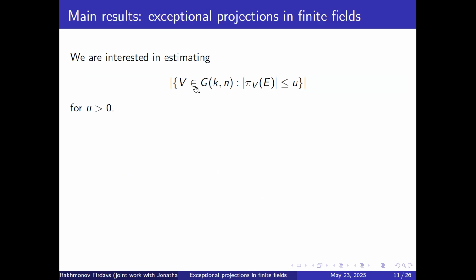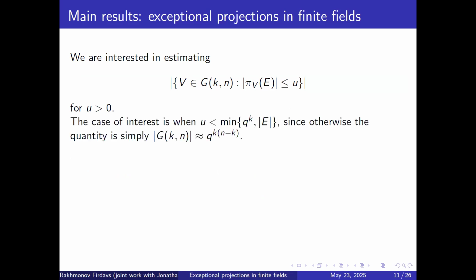What is this? It's called the exceptional set. It's the set of all elements of the Grassmannian, so basically the set of all k-dimensional subspaces for which the orthogonal projection of E onto this subspace is small. Here u is a positive parameter, but the case of interest is when u is small, namely when u is less than the minimum of q to the k and the size of E, because otherwise it's easy to show that the size of the exceptional set is equal to the size of the Grassmannian, and we know that this is a polynomial in q of degree k(n-k), because the Gaussian binomial coefficient is such a polynomial.